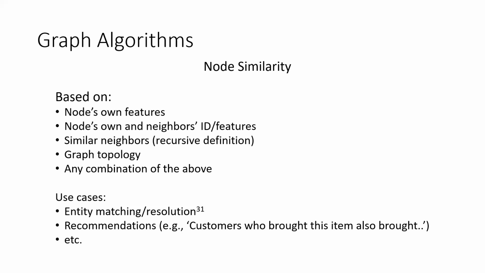Use cases again are entity matching or resolution. Graphs are used a lot in entity resolution, which is a very key natural language processing or text processing task, and a lot in recommendations. For example, to answer the question customers who bought this item also bought, which can be extracted from the knowledge graph of a big retail company having information about customers and items, you use node similarity to answer this question.